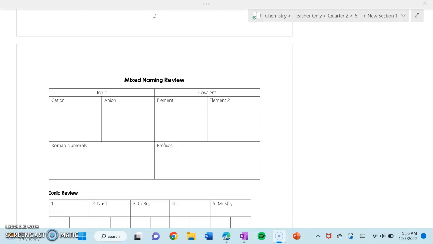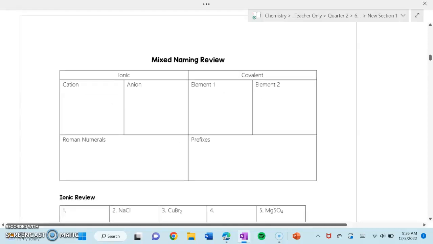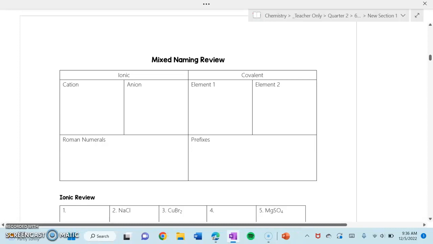Okay, today we are doing mixed naming review as we start our week of review between Ionic and Covalent. So this is going to be pretty quick and all stuff that we've already learned.